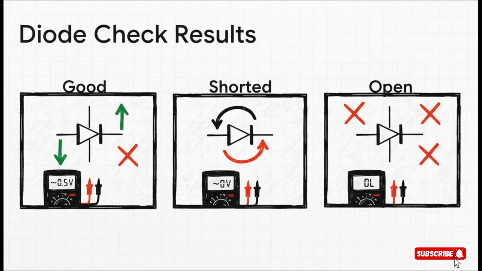Here's the cheat sheet. When you're on the diode check setting, a good diode will show a small voltage drop when you test it the right way, usually about half a volt. When you swap the leads, it should read OL for over limit, meaning it's blocking the current like it's supposed to. If you see almost 0 volts both ways, that diode is shorted. If you see OL both ways, it's open. Either way, if it's not good, it's got to be replaced.